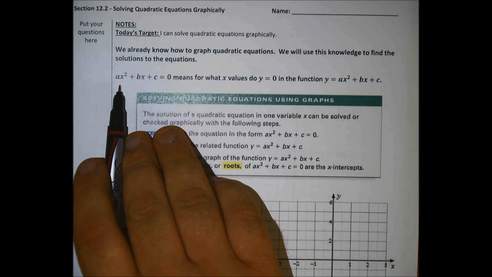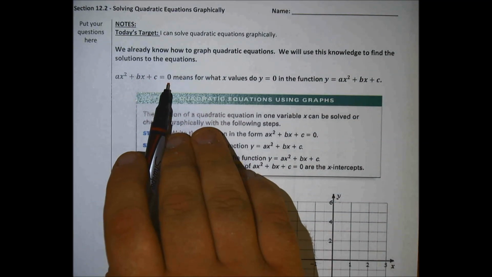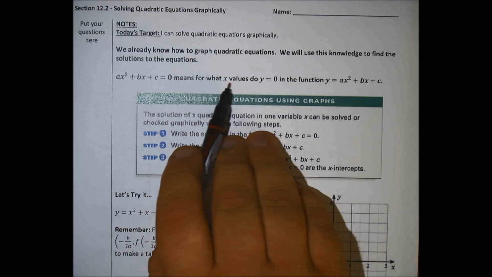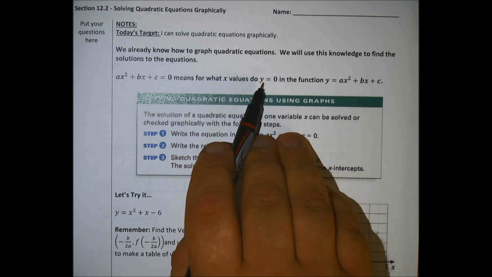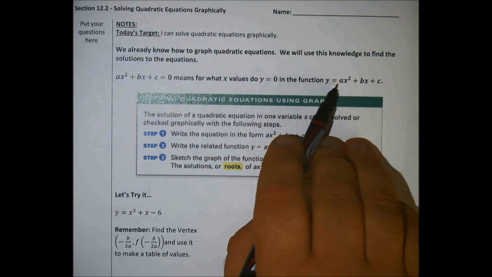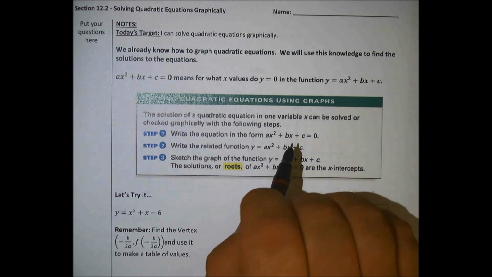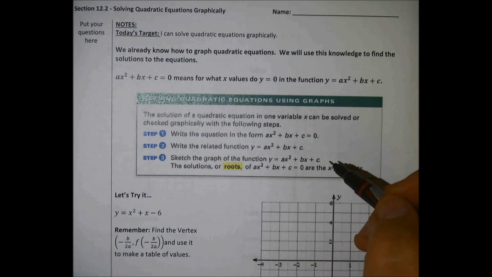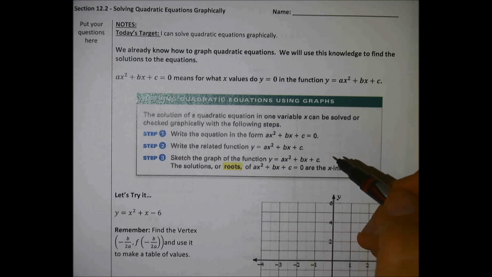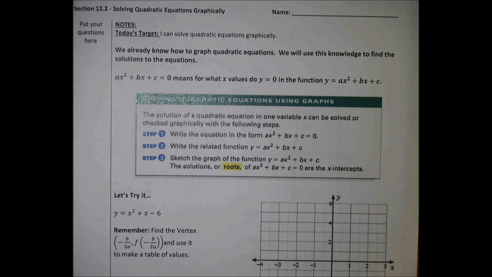Down here it says ax squared plus bx plus c equals 0 means for what x values does y equal 0 in the function y equals ax squared plus bx plus c. So really what we're doing is we're looking for where y equals 0, and technically that is where the graph crosses the x-axis. All right, and that's what we're going to be looking for today.